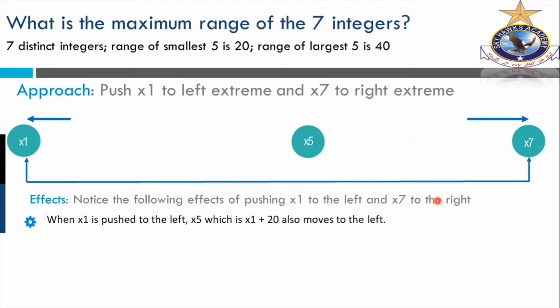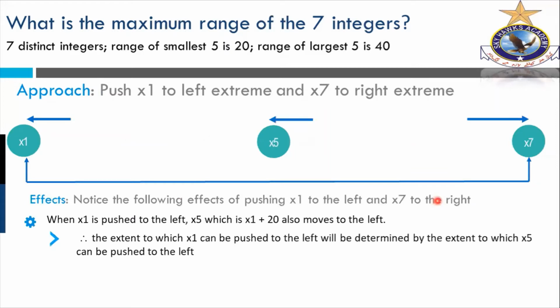Now look at this one. So let's just go leftward. Therefore, the extent to which x1 can be pushed to the left will be determined by the extent to which x5 can be pushed to the left. So this is just the interlinked movement of these two numbers.